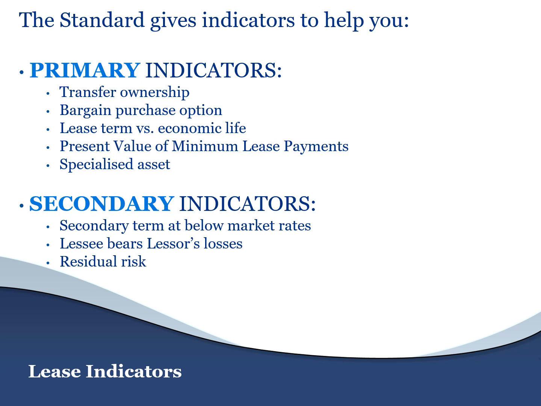Those being whether the lease transfers ownership, there's a bargain purchase option that's likely to be exercised at inception. The lease term versus the economic life, that the lease term is for the majority of the economic life there. That the present value of the minimum lease payments amount to substantially all the fair value of the asset, and if it's a specialized asset. As I said, if you meet any one of those, you're kind of deemed to have a finance lease. There are also the secondary indicators to help you out if that didn't work. So I think the main thing to point out here is for your lessors, really not much has changed.